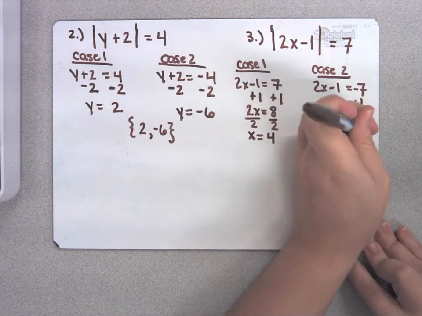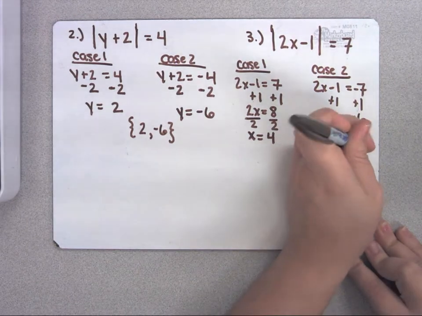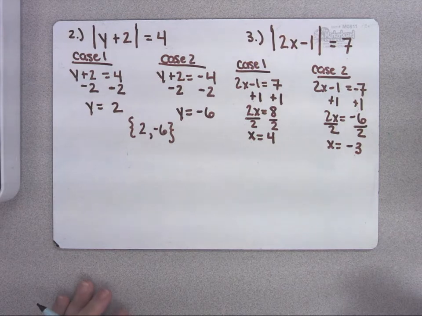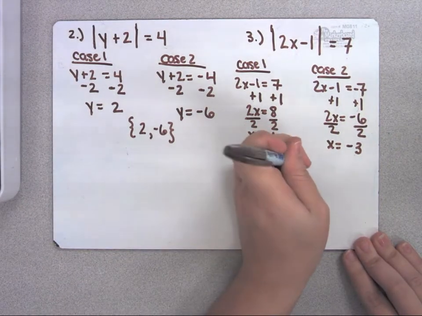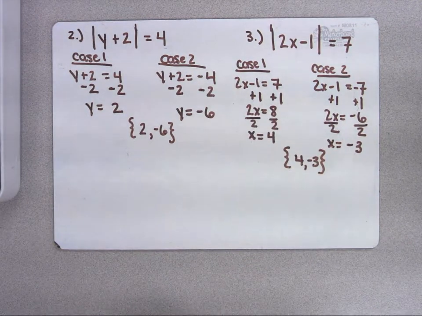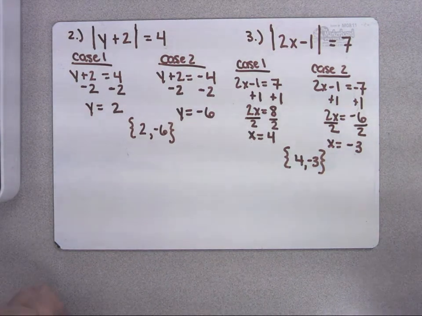Yep, divide both sides by 2. What do you guys get for an answer then? Negative 3. Is that it? Is it my final answer, that I'm done? What do I need to do next? Write them in brackets with a comma between them, because if not, it looks like 4 negative 3 with no comma. Or negative 34. Yes, sir.